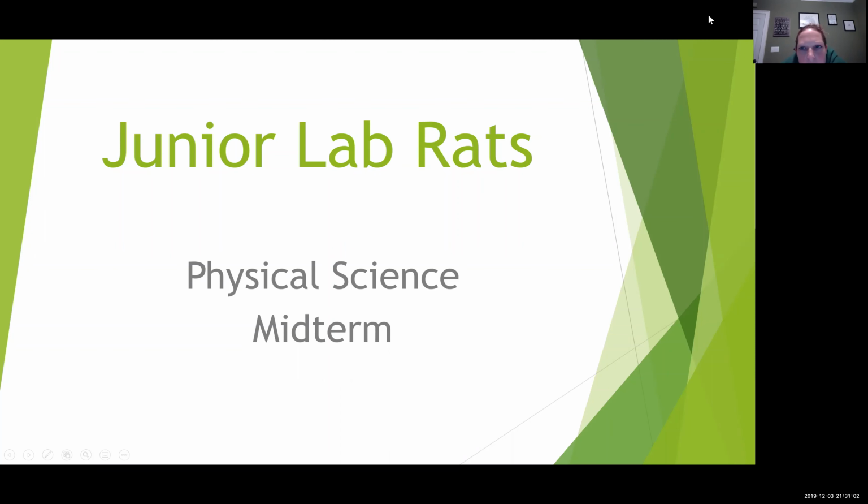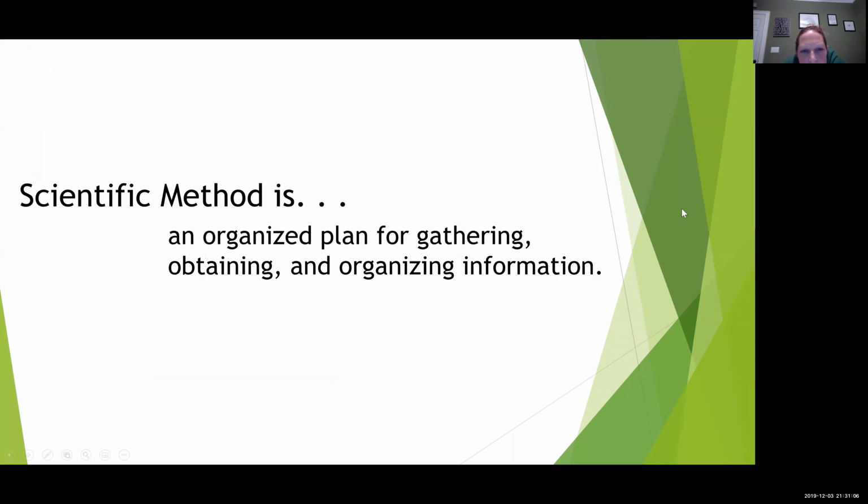Junior Lab Rat's Physical Science Midterm. Scientific method is an organized plan for gathering, obtaining, and organizing information.